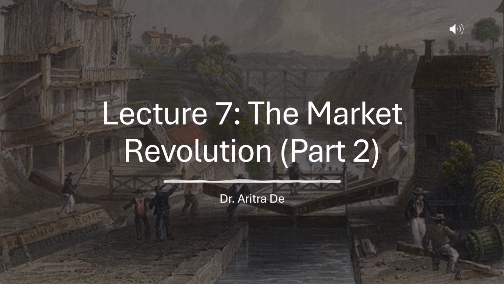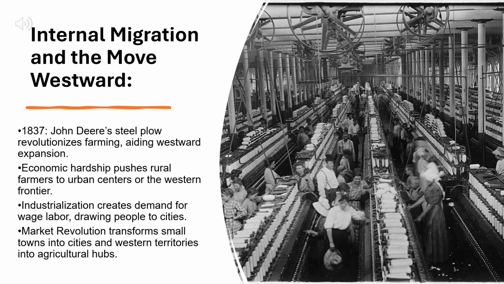new labor systems, the growth of cities, and the influx of European immigrants. Additionally, we will explore the social impacts of these changes on different groups, from factory workers to women, African Americans, and the emerging middle class. Let's begin by looking at the concept of internal migration during this period and how it shaped the development of cities and Western territories. The market revolution was a catalyst for unprecedented internal migration within the United States.